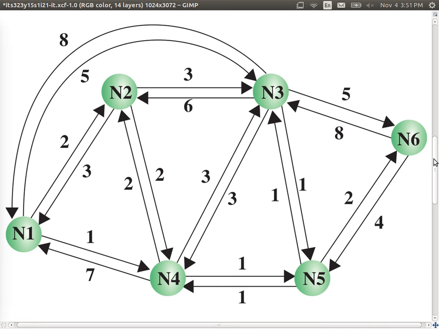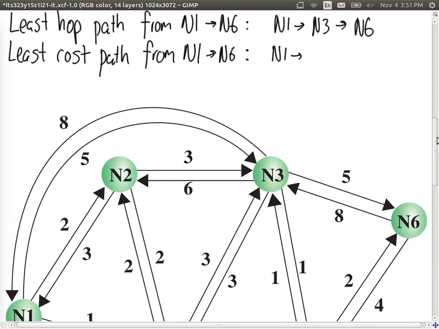There are other paths from 1 to 6 with a lower cost. And if you look through, 1 to 4 to 5 to 6 has a cost of 1 plus 1 plus 2, of 4 units. So the total path cost is 4. 1, 4, 5, 6 is the answer there.